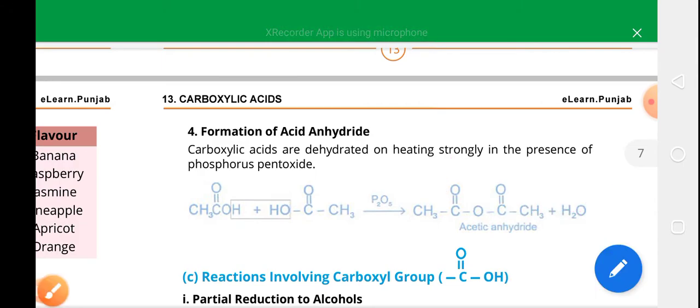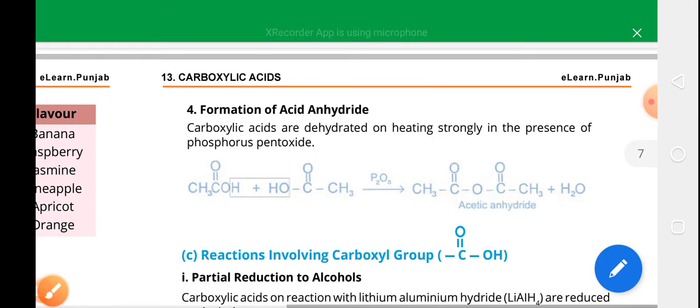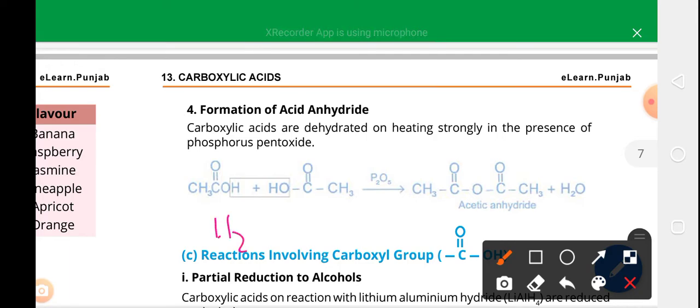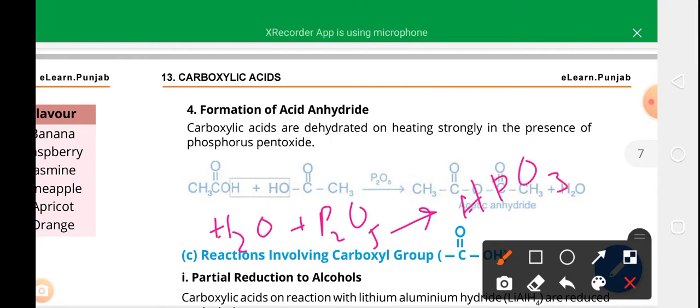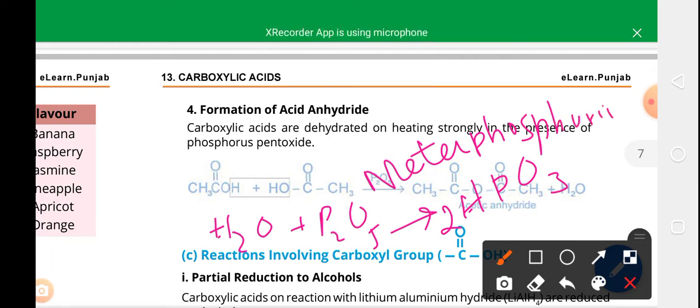Add one equation more. The water formed reacts with P2O5, phosphorus pentoxide, to give HPO3, metaphosphoric acid.